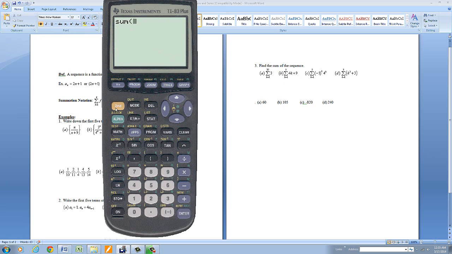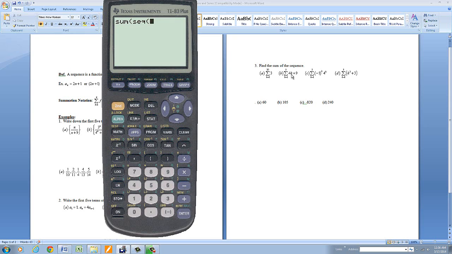Okay, so then I go back again to that same menu, operations, and I access the 5 again, except this time it's sequence. So this is sum here, and this is a sequence here. So this is taking the sum of the terms of the sequence. So it's adding those terms up.